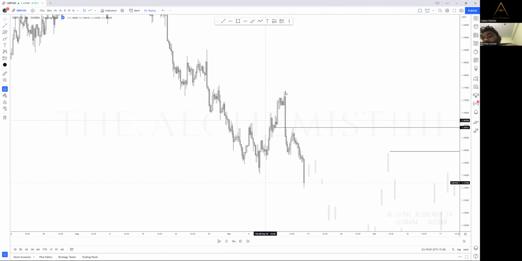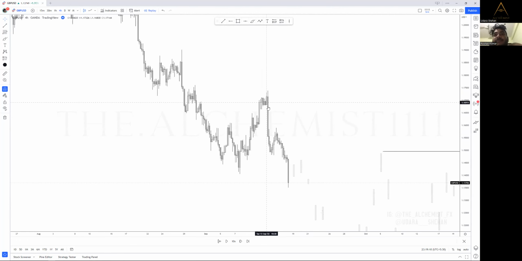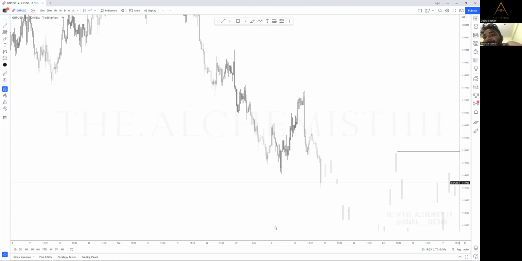So you have to be flexible. And once again, if you do not know the targets, don't leave runners. There's no point in doing that. But in here, of course, I regret it because you saw the move, right? I had my entry from here. I could have held it all the way down. Big move, a 300 pip move. I closed it out at 50 pips right here. So shit happens, man. Can't help it. So that's that.